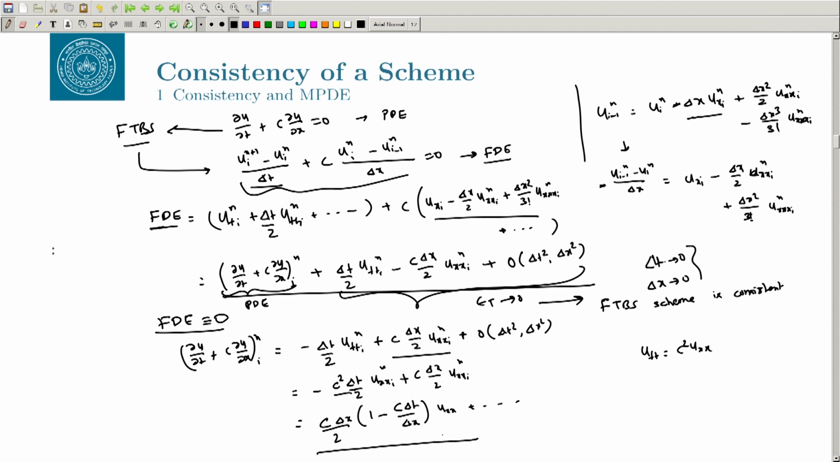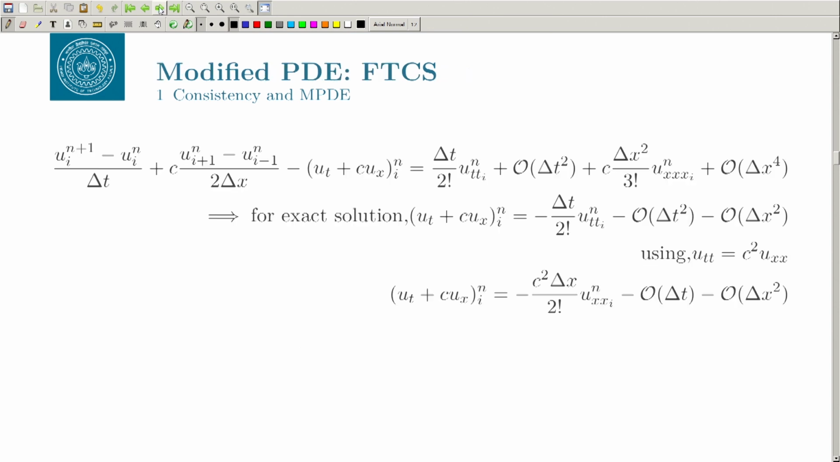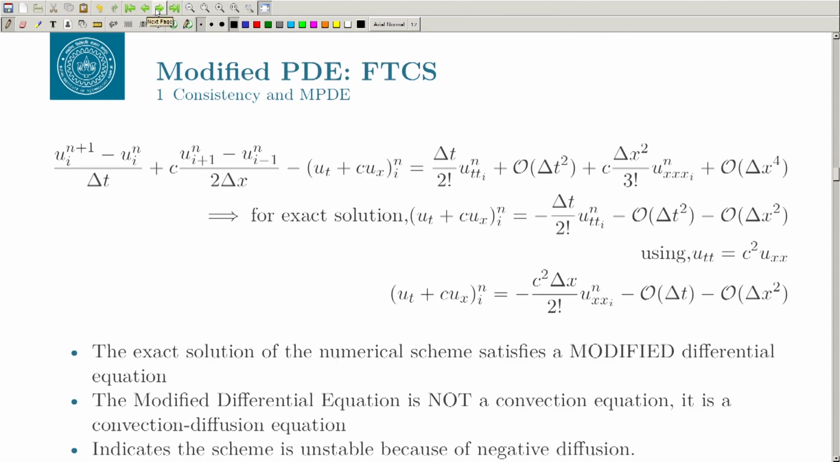So, this is also now in a convection diffusion equation form. If you can write it del U by del T plus C del U by del x. I am removing this i and n. So, this is also now in MPDE. Remove this other part. So, this is my MPDE. Just let me see if I am not missing any term. This is for the differential equation.